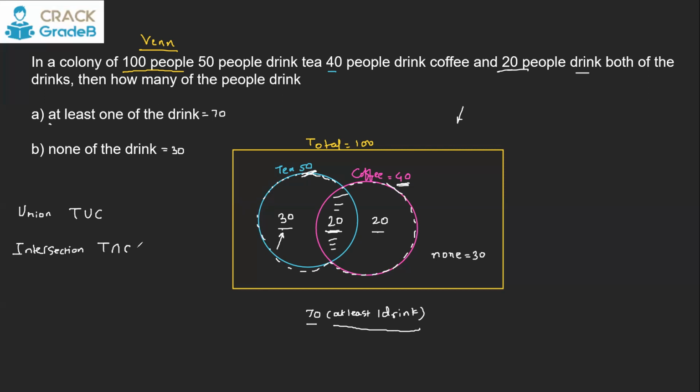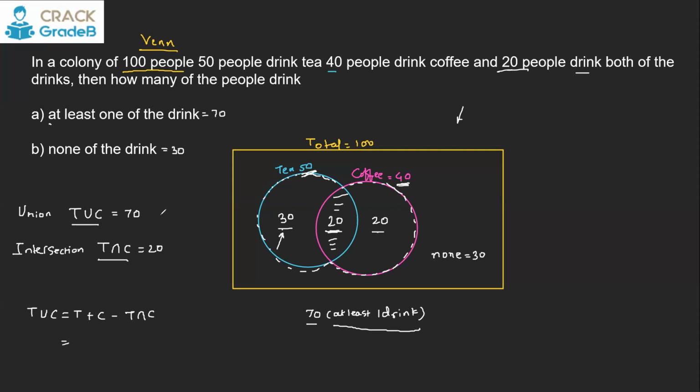This is how we represent intersection. So union means at least one, and intersection means and. So tea and coffee, there are total 20 people. So the formula, we are going to use these terminologies here. The formula states tea union coffee is equal to tea drinkers plus coffee drinkers minus tea intersection coffee.